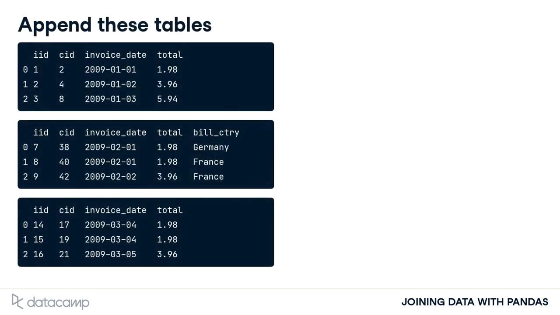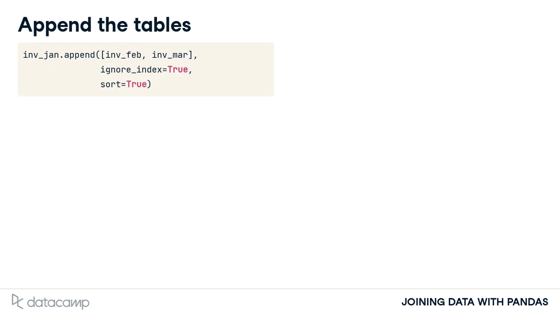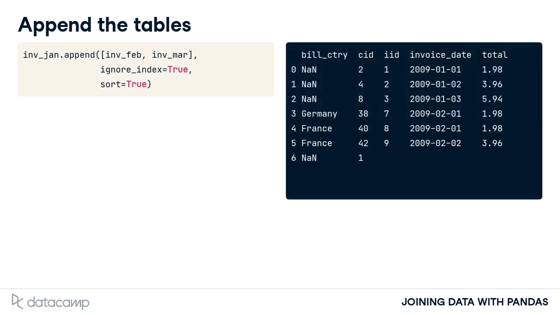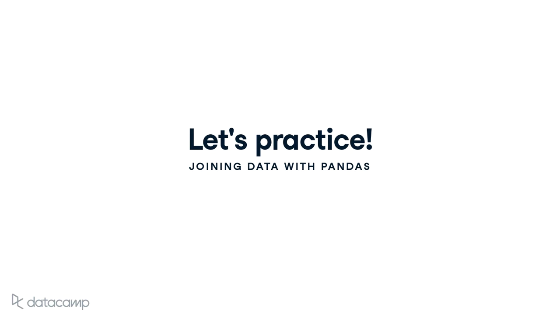Let's combine these tables with the append method. Append is a DataFrame method, therefore, we list the invoice Jan table first, then call the method. We add the other tables as a list and set the ignore_index and sort arguments similar to the concat method. In our output, we see no values for the billing country except for January. Additionally, the index is adjusted as expected. With that, let's get some practice.